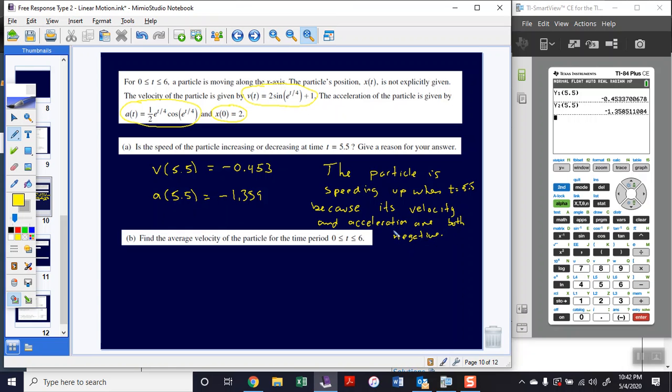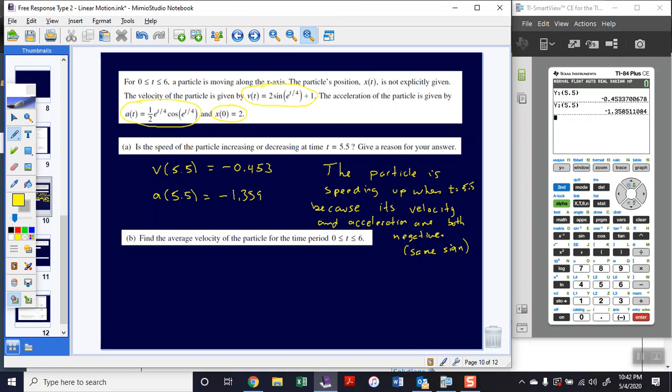It might even be better to not include the negative, and just say they both have the same sign. That's almost better. That way you're not risking them thinking that the fact that it's negative has anything to do with it. It's just the fact that they're the same sign. So you might even want to put that. That's an even better way to say it.